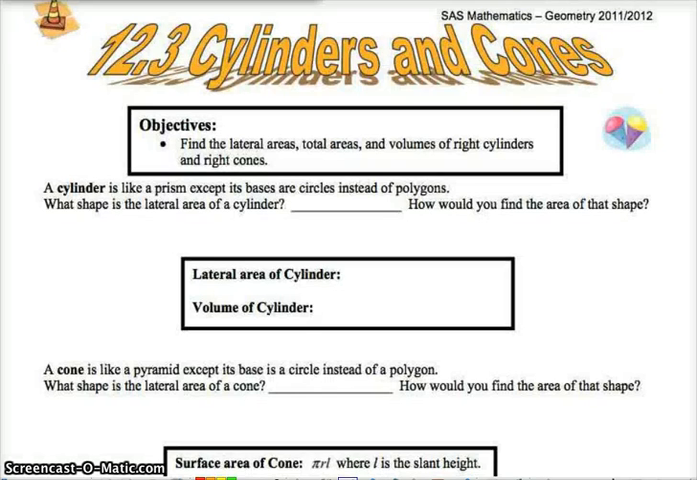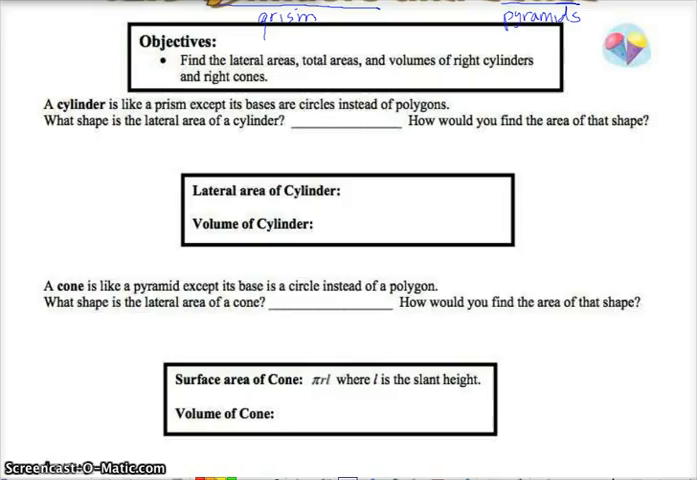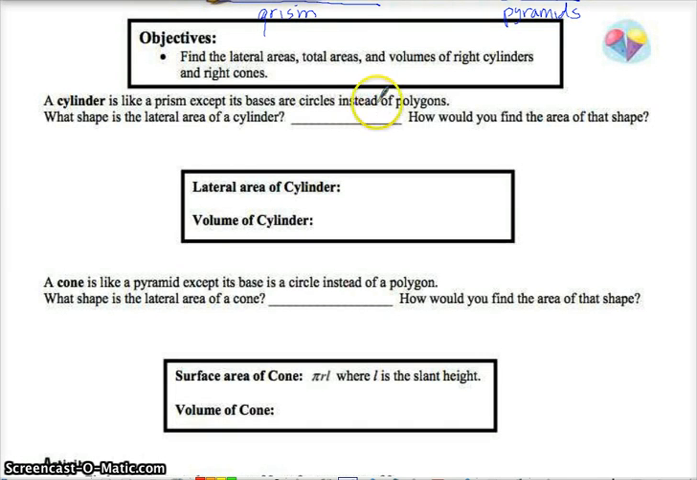We're back with 12.3. It's encompassing the prism and pyramid idea, but instead of having bases that are polygons, the base is a circle. So the concepts are the same though. So we have cylinders and cones. Cylinder is like the prism, right? Except it has bases as circles, and cones are like pyramids, except the base for a cone is a circle. So right here it says a cylinder is like a prism except its bases are circles instead of polygons.